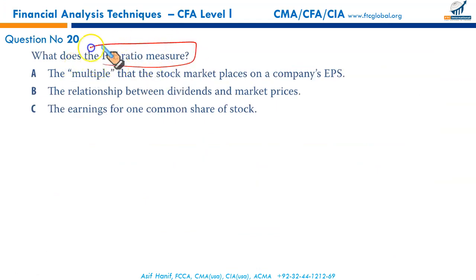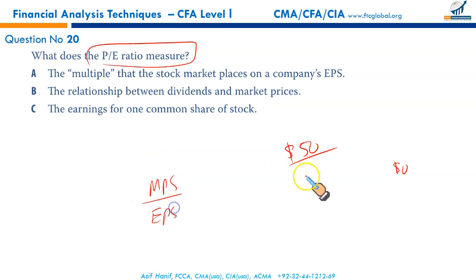what does the P/E ratio measure? It's called the PE multiple. Let's say a company's share is trading at $50 per share, and its EPS was just $10. So the PE ratio is market price per share over earnings per share. If earnings per share is 10, the market price is 50.